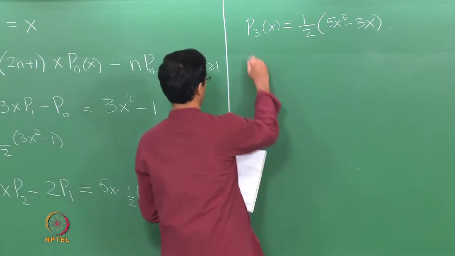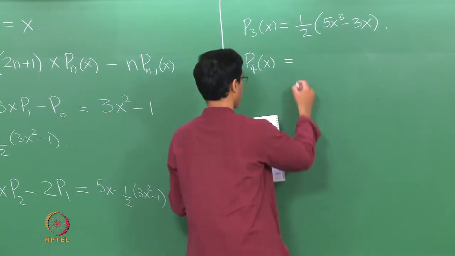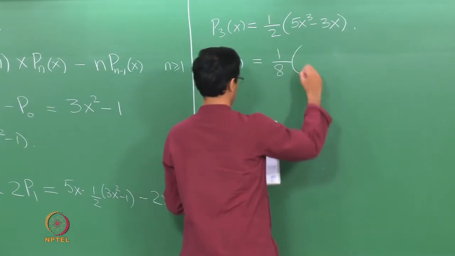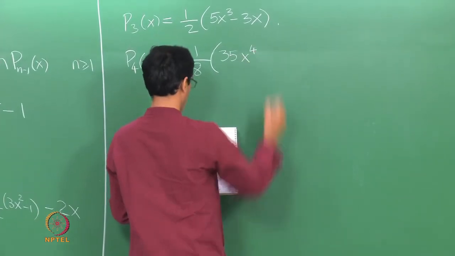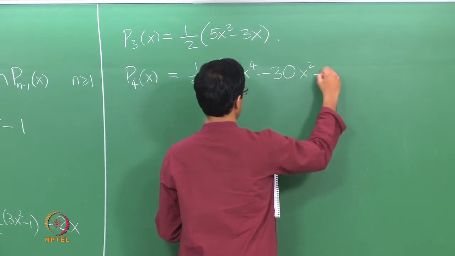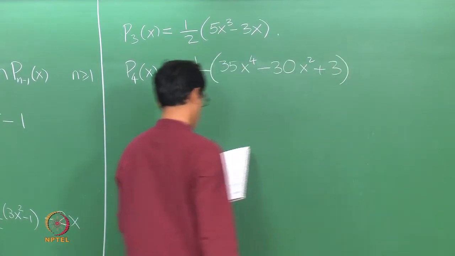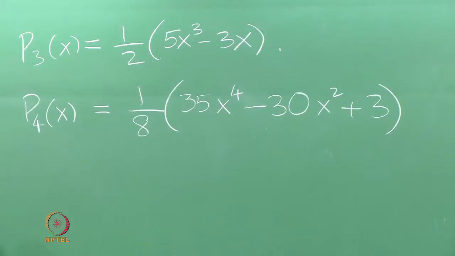So, let me just write out one more value which you can calculate and check. P4 of x is just 1/8 of 35x^4 minus 30x squared plus 3. Okay. And so on, you can keep doing this, compute P5, P6 and so on.